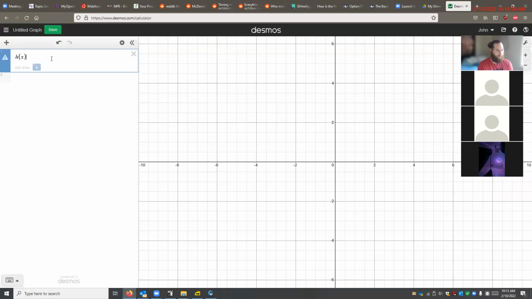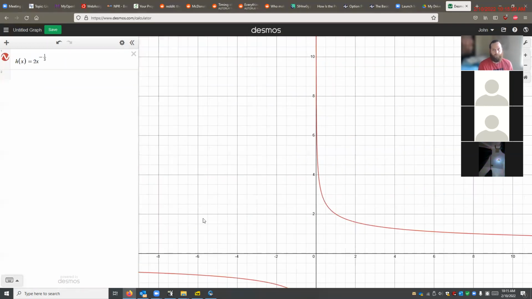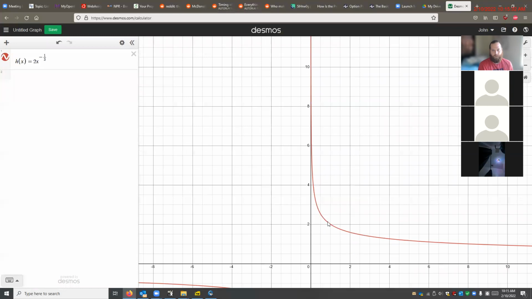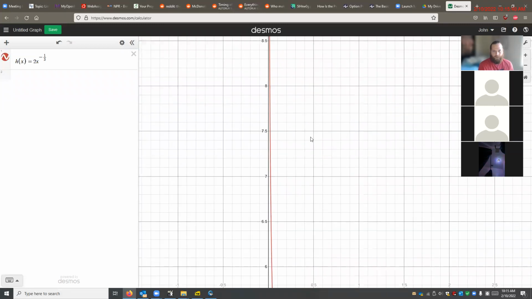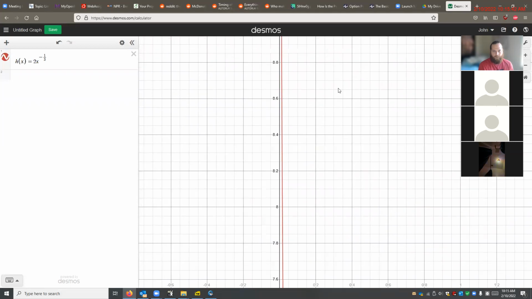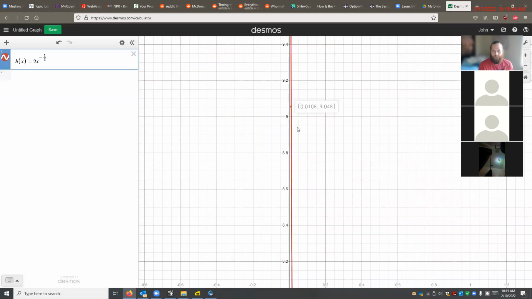So we call it h of x equals 2x to the -1/3. There we go. See? So what's going on there is that the resolution on the TI-83, TI-84 screen is so low that it looks like this thing is actually hitting the y-axis. But if you use a more powerful graphing utility, you'll see that this graph does not actually hit the y-axis. There's a little bit of distance there.